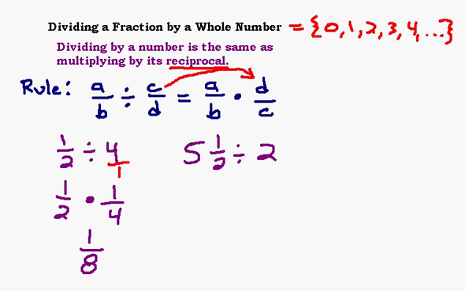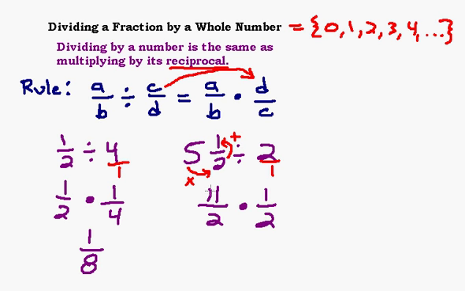So we have to change it to an improper fraction. And if you'll remember, we do that by taking 5 times 2 plus 1, which is 11. That's your numerator, over, and then your denominator stays as a 2. Now I'm going to change my divide to a times, and I'm going to flip over 2. Think of 2 as 2 over 1. Flip it over, which is called the reciprocal, 1/2.